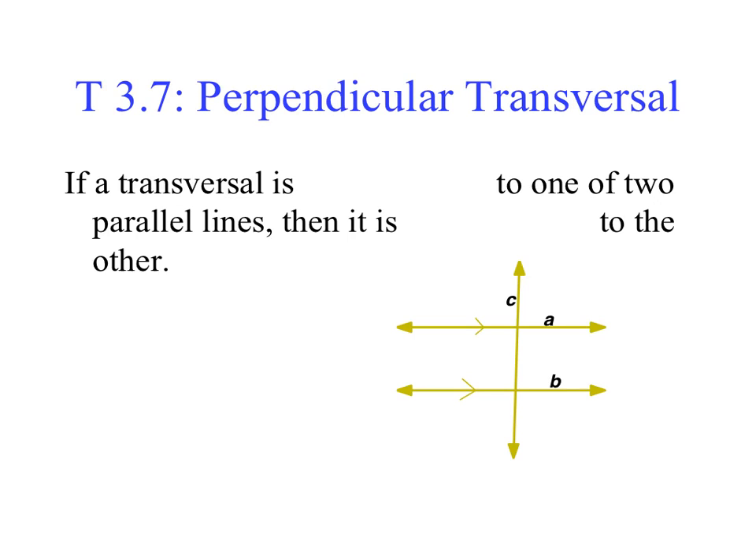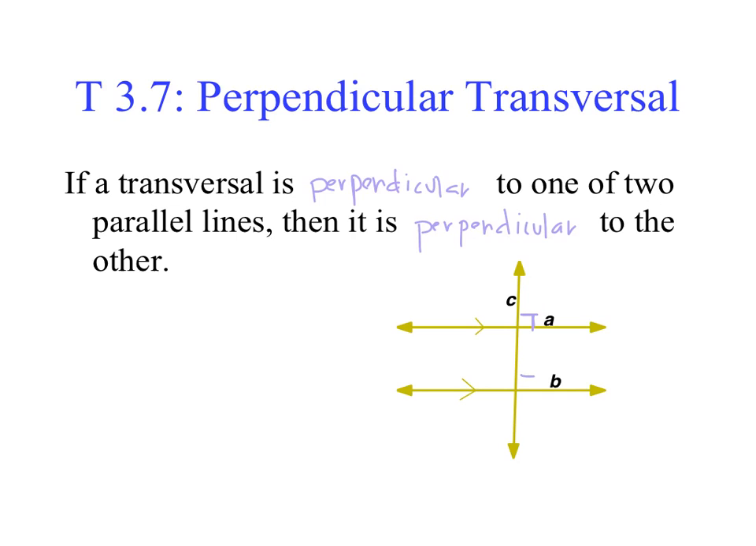All right, our last thing here is talking about a perpendicular transversal. Remember, perpendicular forms a right angle. So if a transversal is perpendicular to one of two parallel lines, then it is perpendicular to the other. So if C and A are perpendicular, forming a right angle there, well then C is also perpendicular to B.